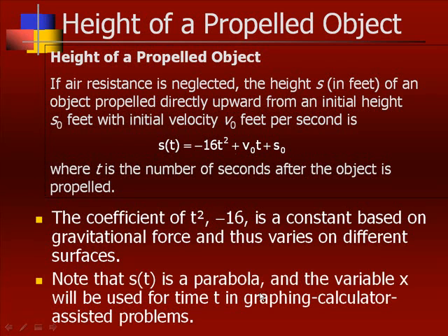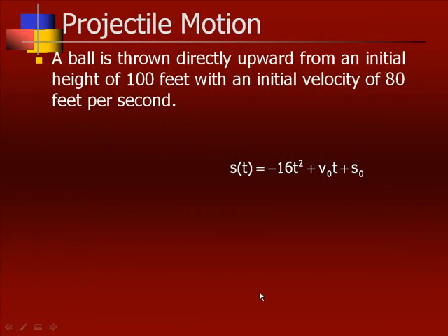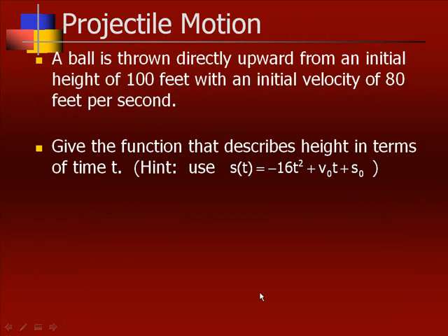Note that S of t is a parabola because it's a t squared, and the variable x will be used for graphing time t with your calculator. Okay, so here's our problem. A ball is thrown directly upward from an initial height of 100 feet with an initial velocity of 80 feet per second. Give the function that describes the height in terms of time.